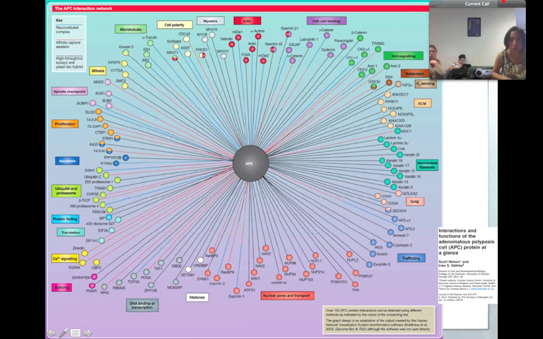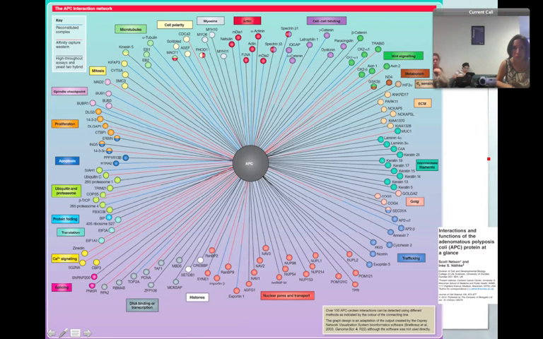So remember I showed you a little interaction chart with P53? Here's APC. Again, this would be a good one to put on your final. Again, not to be memorized at all, just a concept map for you.